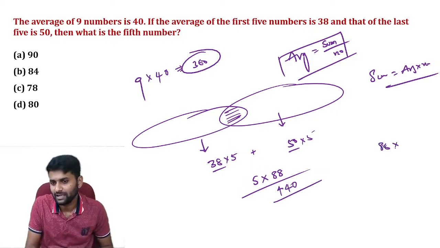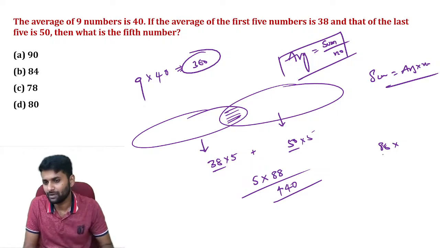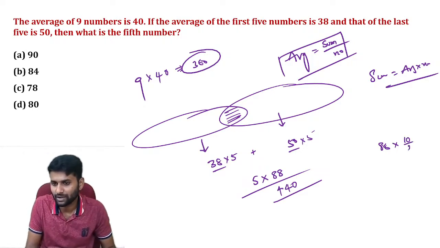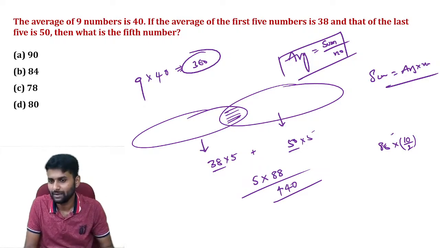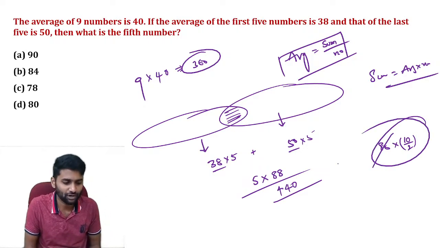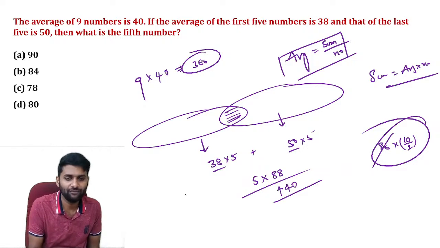Guys, remember that. If you want to multiply any number with 5, you can imagine it in this way. 5 is always represented as 10 by 2. Means half of 88 is 44. 44 into 10 is 440.